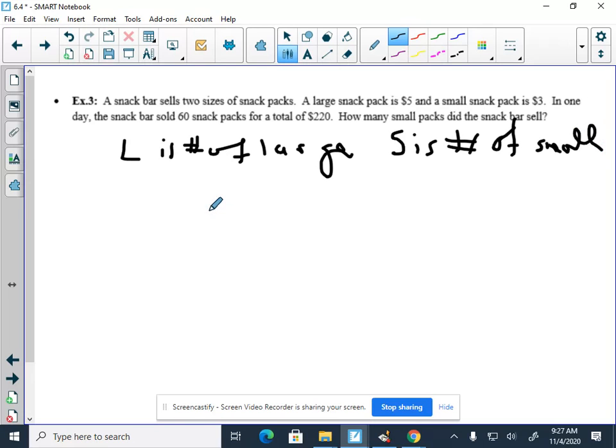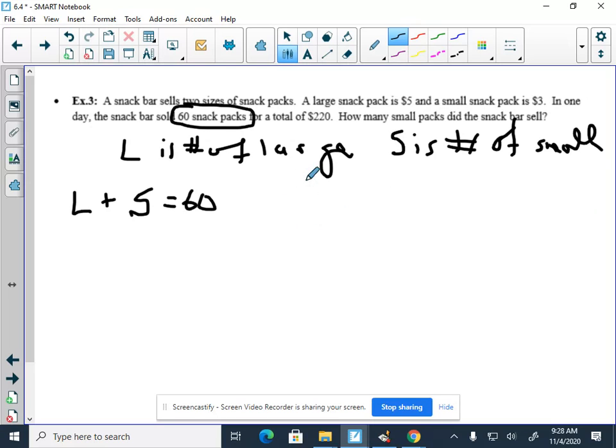Okay, so now this one, there's two equations we have to come up with. The snack bar sold 60 total snack packs. That's the total number of snacks packs. So they sold some large ones, plus they sold some small ones. If you add the number together, large and small, that's got to equal the total. So large plus small equals 60. That's one of the equations. The large snack pack amount plus the small equals 60.